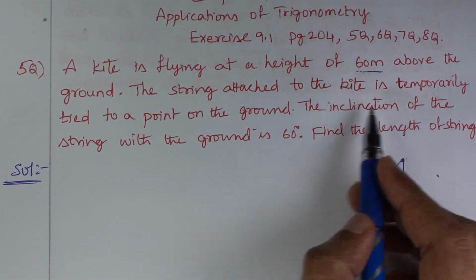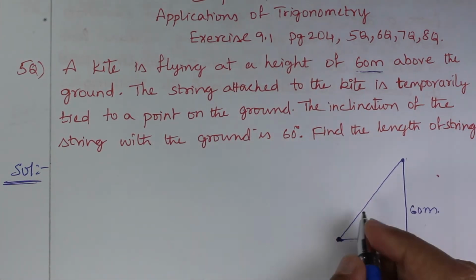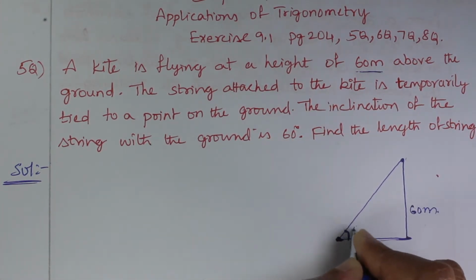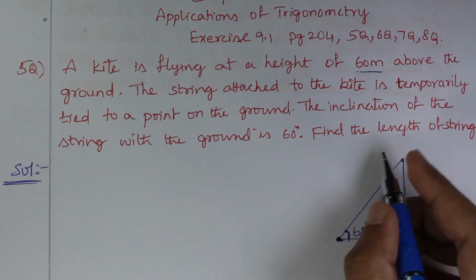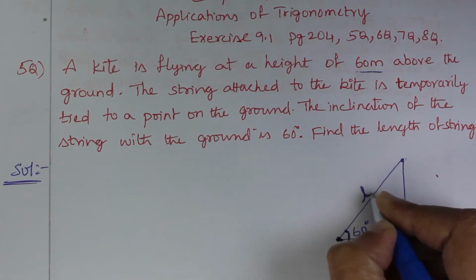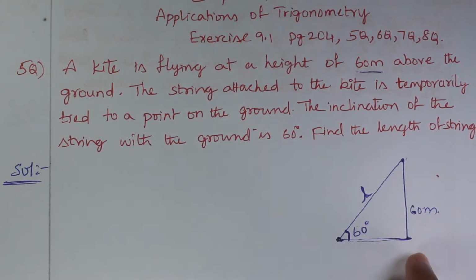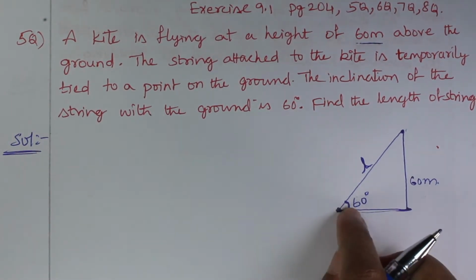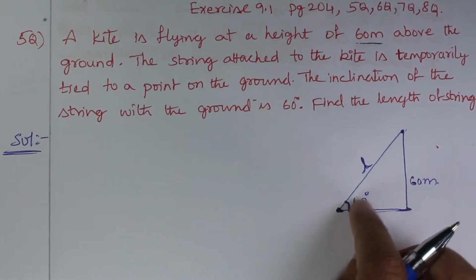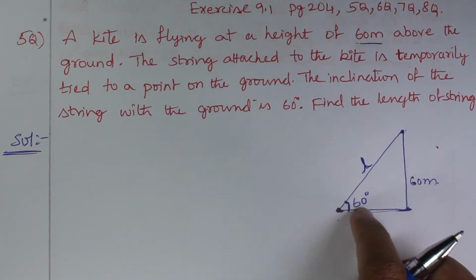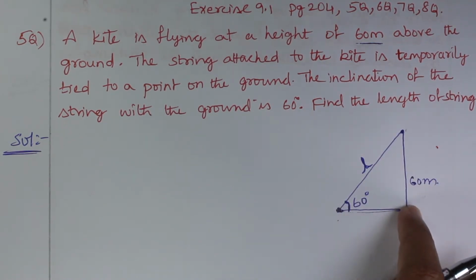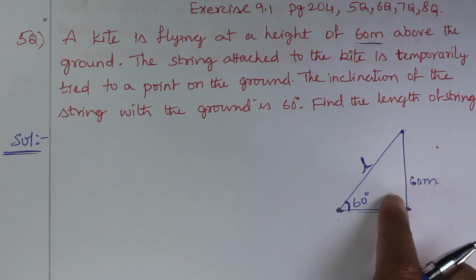And the inclination of the string with the ground is 60 degrees. So this angle is 60 degrees. Now we have to find out the length of the string L. This triangle is clear, right? Now here we know the opposite side to the angle and the hypotenuse. So what is the ratio we can use? Sine. Sine is opposite side by hypotenuse.